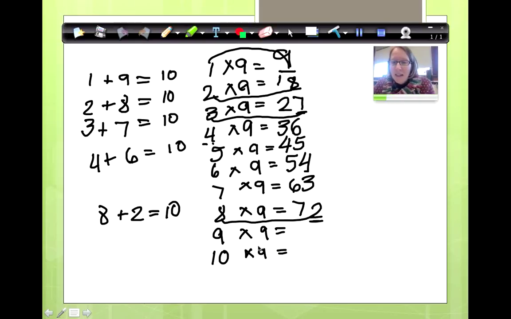Let's do this. 1 less in the 10 spot. 9 plus what gives me 10? 1. Okay, now 1 less in the 10 spot, that would be a 9. 10 plus what gives me 10? 10 plus 0, right? Okay, so it works for every single one of these.